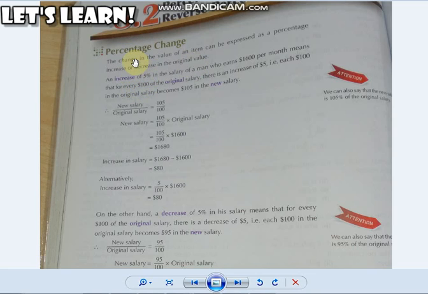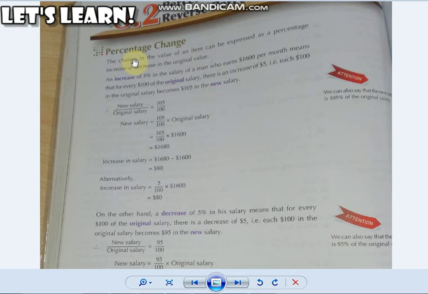कोई भी अगर चेंज होता है किसी भी वैल्यू में, हम उसको रिप्रेजेंट कर सकते हैं परसेंटेज इंक्रीज या परसेंटेज डिक्रीज के अंदर, अकॉर्डिंग टू द ओरिजिनल वैल्यू के मुताबिक. So I'm going to read the question out here. An increase of 5% in the salary of a man who earns $1,600 per month.